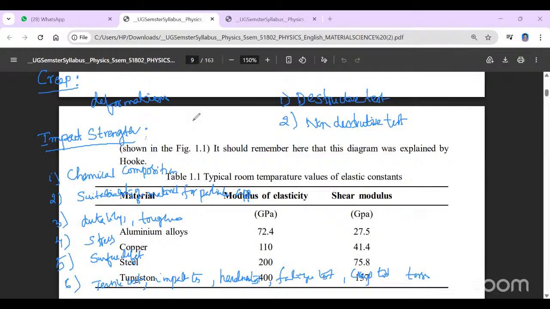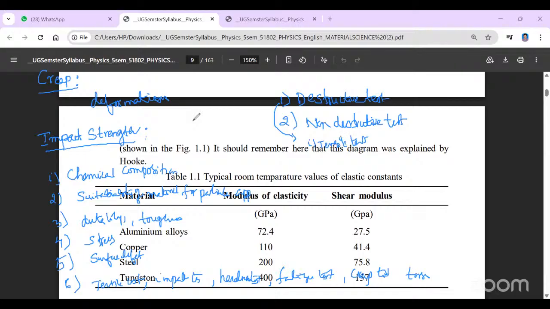So in the non-destructive test, mainly the specimen is not destroyed. The specimen can be used after the test. That is what happens. Okay, so now some important destructive tests in detail. Under this destructive test, as I told, we are going to conduct a tensile test.